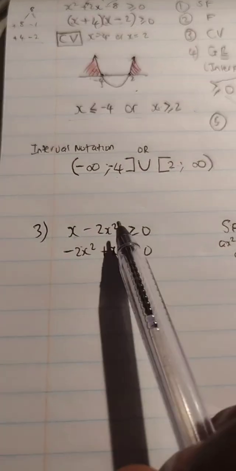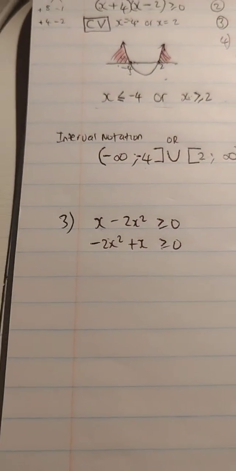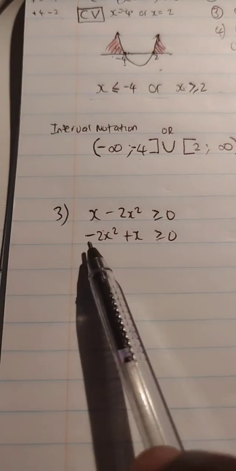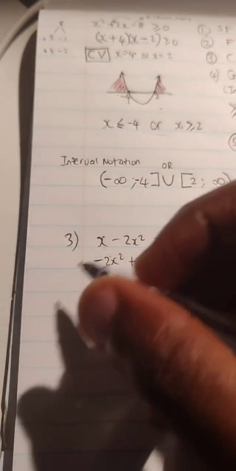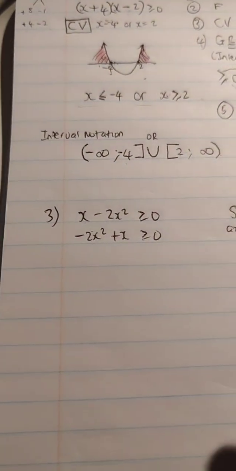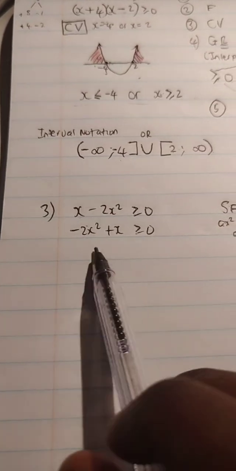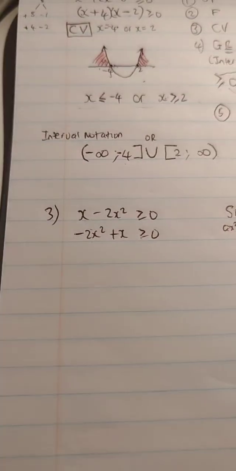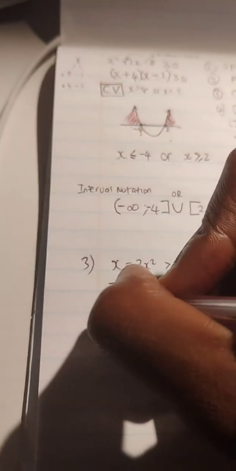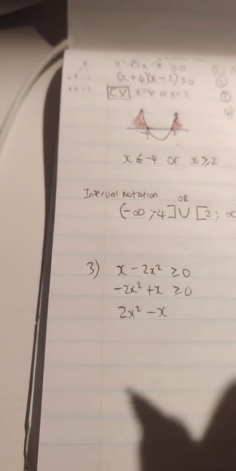So what do we do? We try and get it first in that form. So negative 2x squared first, followed by plus x. Now we are there, but a is negative. We want a being positive. So we are going to divide both sides by negative. Why? Because we want the coefficient of x squared to be positive. That will give us 2x squared minus x.